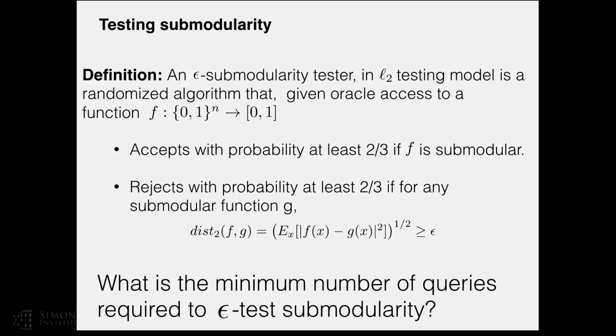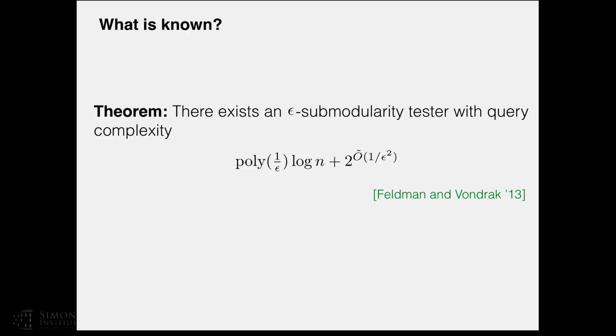We would like to minimize the number of queries. A trivial tester would be to query the function at all the inputs, and that would require 2 to the power n queries. So could we do better? Feldman and Vondrak showed that there exists an epsilon submodularity tester with the following query complexity. The thing to note in the query complexity is it has logarithmic dependence on n, which is already a doubly exponential improvement over the trivial algorithm.